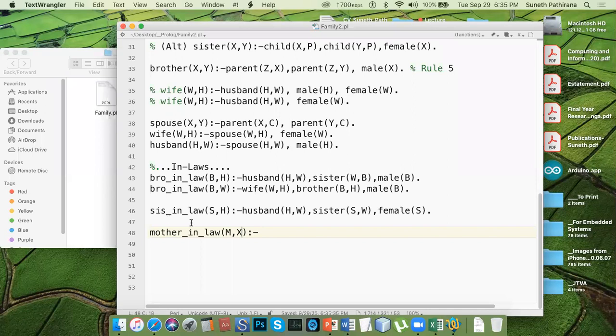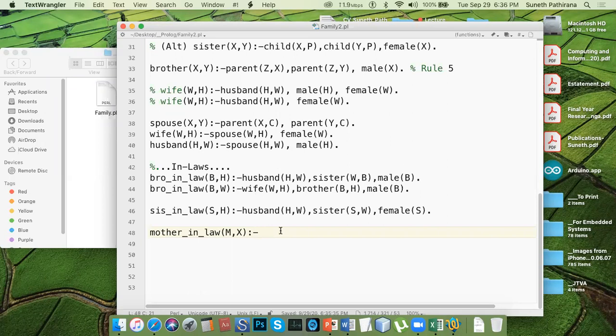That means M is going to be the mother-in-law of X. That means X can be either the son-in-law of M or what? Daughter-in-law of M. So let's write the scenario. So X becomes the son-in-law. That means X's mother-in-law is M. We write for that scenario.